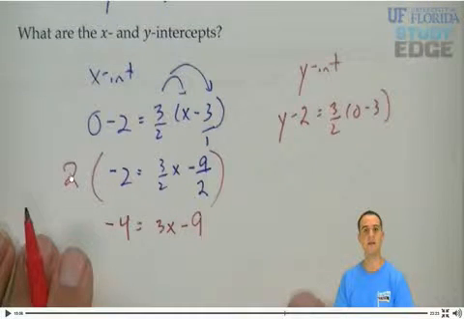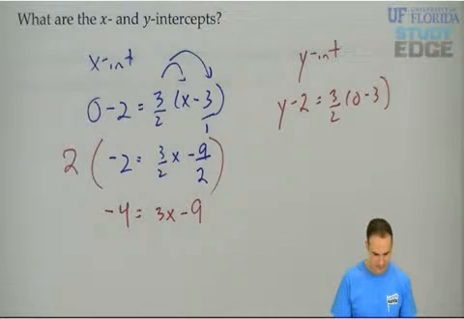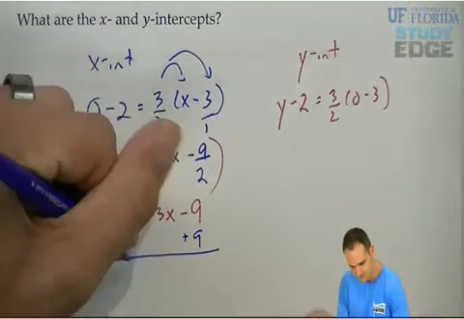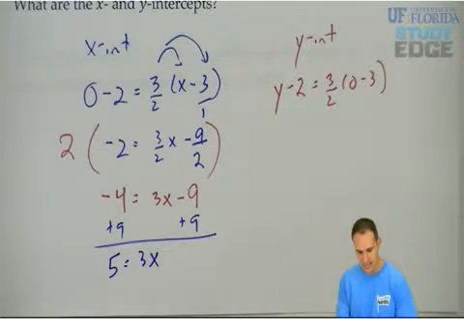If you wanted to, you could say 2 times 3 is 6. 6 divided by 2 gets you to the 3. Here you could distribute the 2 with the negative 9. 2 times negative 9 is negative 18. Negative 18 divided by 2 gives you negative 9. So let's get rid of fractions whenever possible when you need to solve. In this case, I'm going to add the 9 over to the other side. And then lastly, divide both sides by 3.